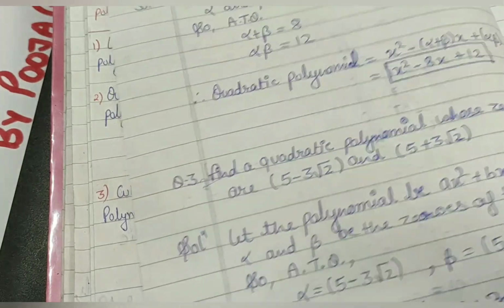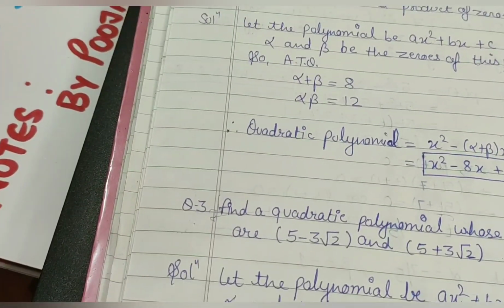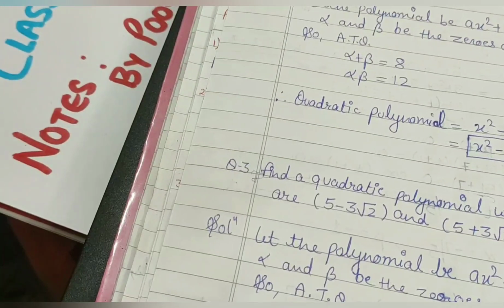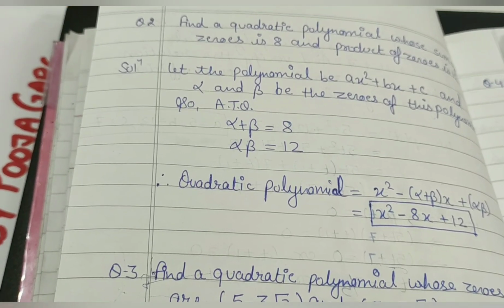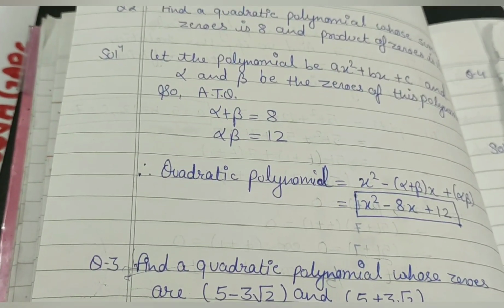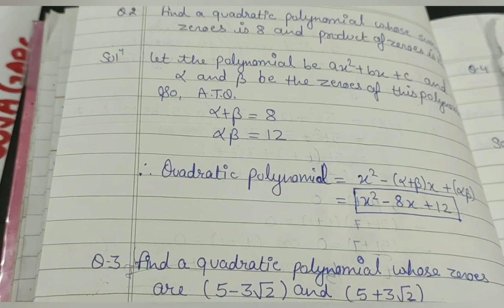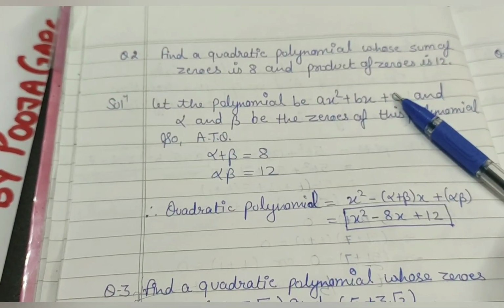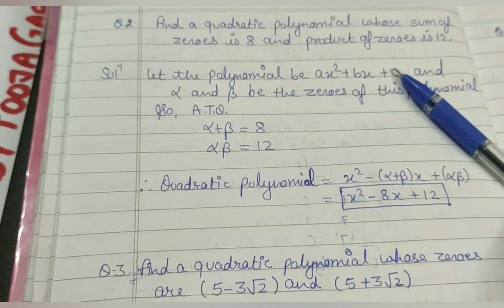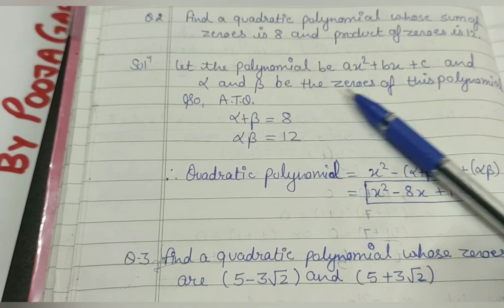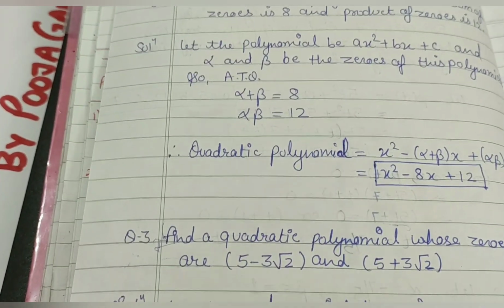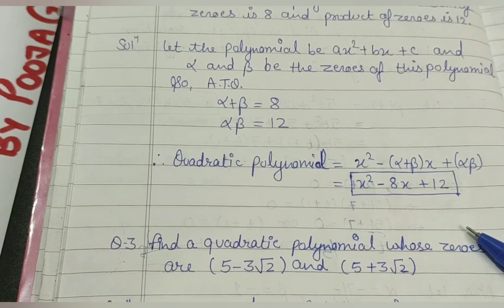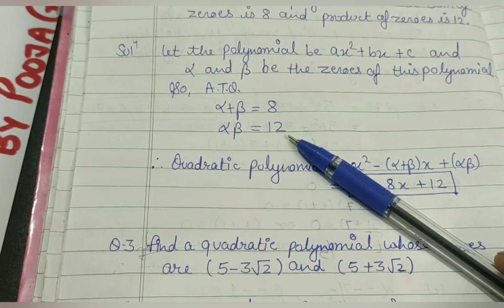Now the second type is this one. Find the quadratic polynomial whose sum of zeros is 8 and the product of zeros is 12. This is the second type. Under this case, again we will let the polynomial be ax square plus bx plus c, and alpha and beta are the zeros of this polynomial. Now according to the question, what is given to us? That the sum is 8 and the product is 12.